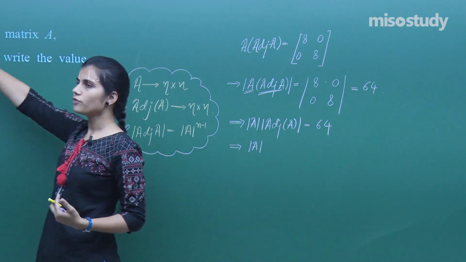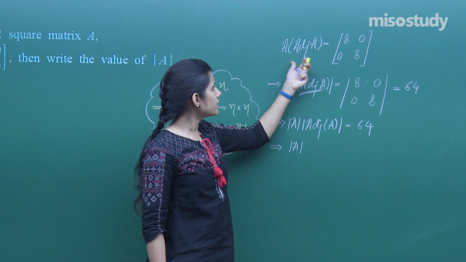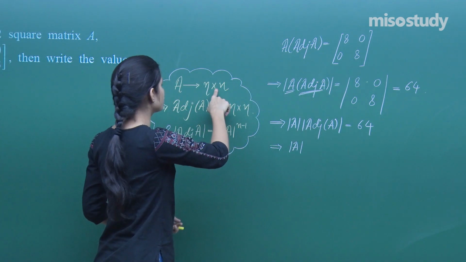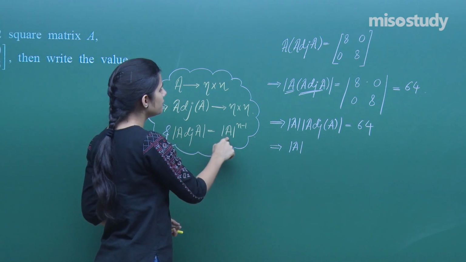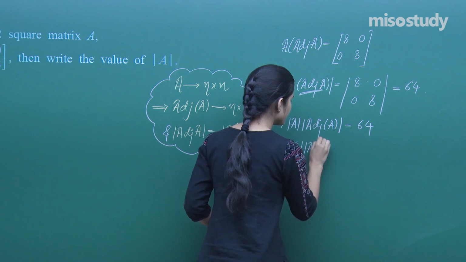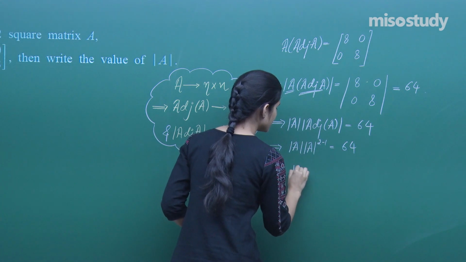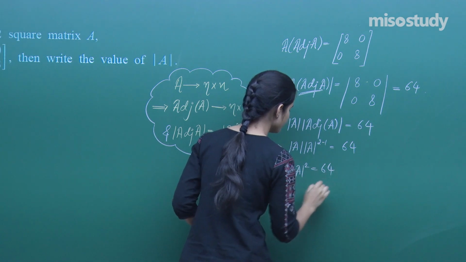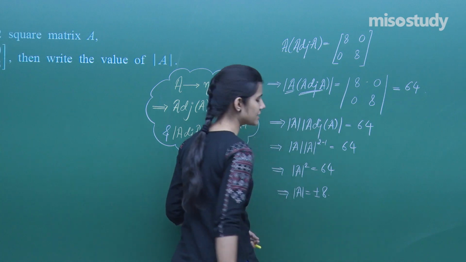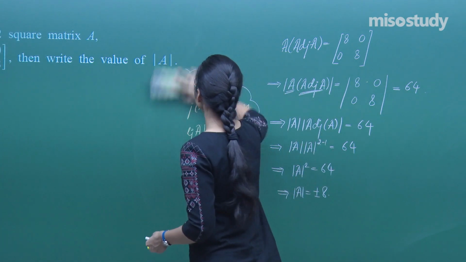A is a square matrix of order 2 cross 2. So, adjoint of A is also a square matrix of order 2 cross 2. Their resultant product matrix is also of 2 cross 2. If A is a matrix of order 2 cross 2, determinant of adjoint of A will be determinant of A to the power 2 minus 1. So, this is determinant of A to the power 2 minus 1. Which means determinant of A square is 64, which implies determinant of A is plus minus 8. And that is how you compute the value of determinant of A.